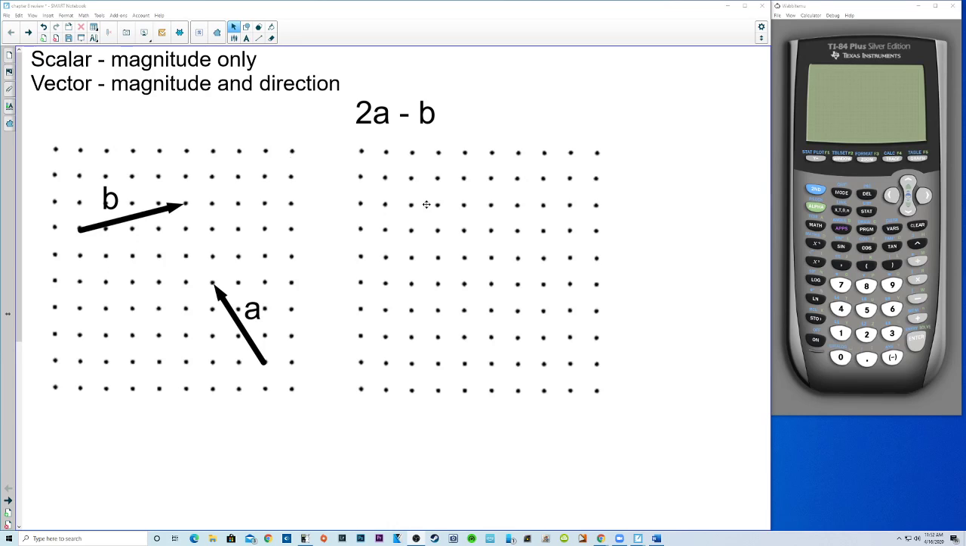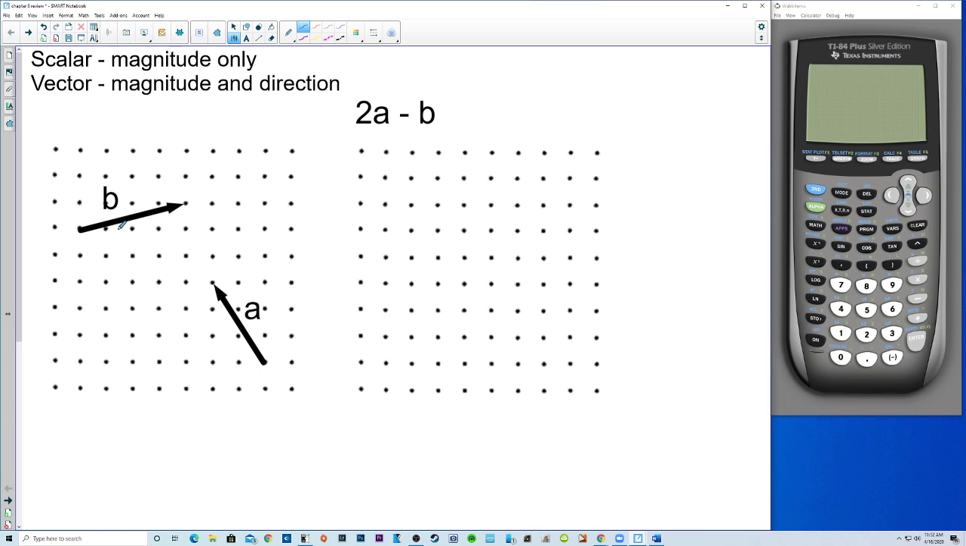This is the Chapter 8 review notes. And we start out with a scalar. Remember, a scalar has magnitude only, or really just one measurement. And a vector has magnitude and direction. Keep in mind that if you're weighing something, that's actually a vector because we know the direction is down.